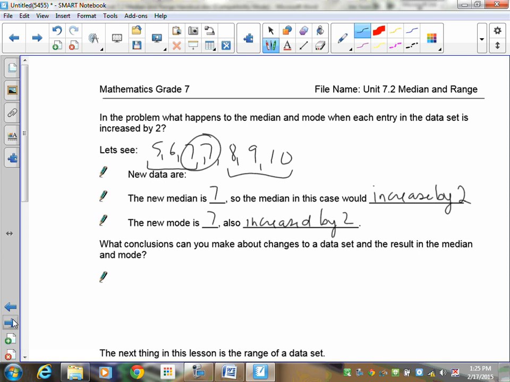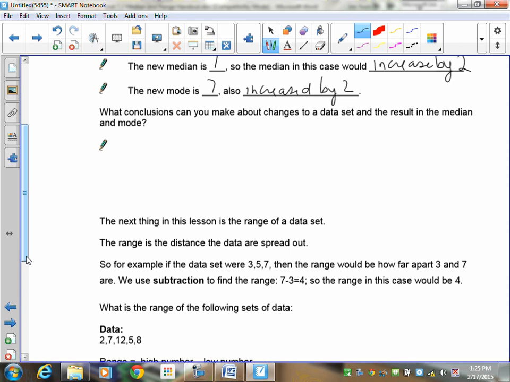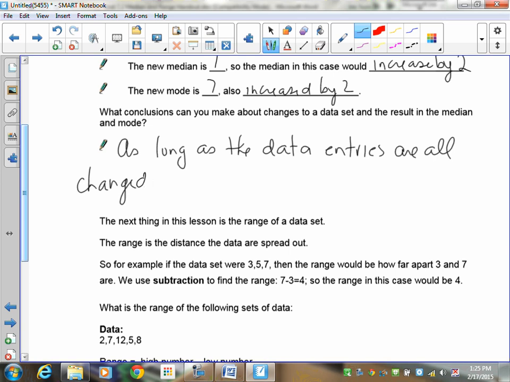So what conclusions can you make about the changes to a data set and the result in the median and the mode? As long as you do the same thing to every number, the same thing happens to the median and the mode. So as long as the data entries are all changed in the same way, the median and the mode are also changed that way.